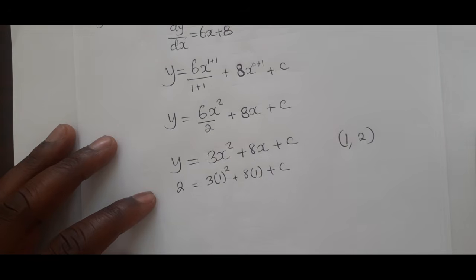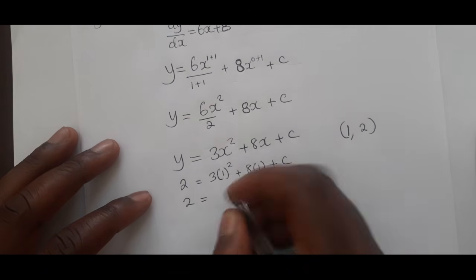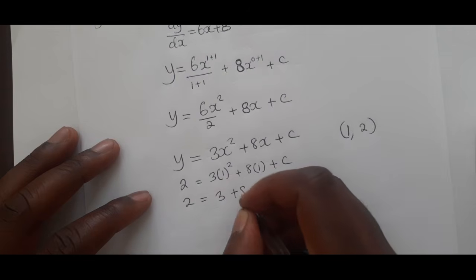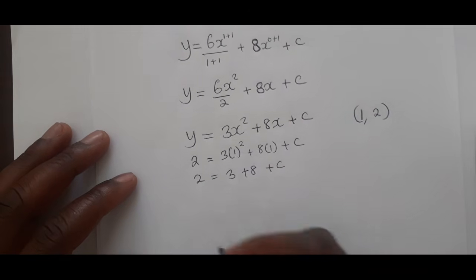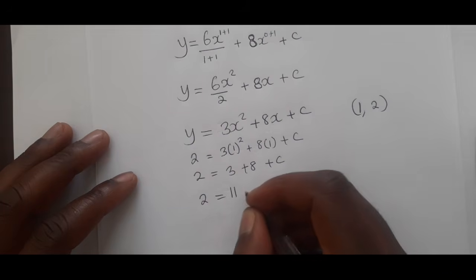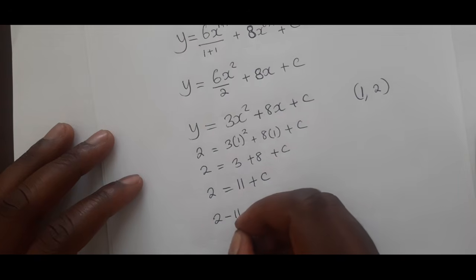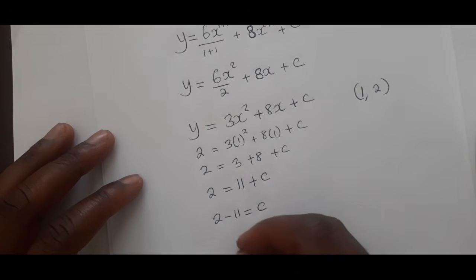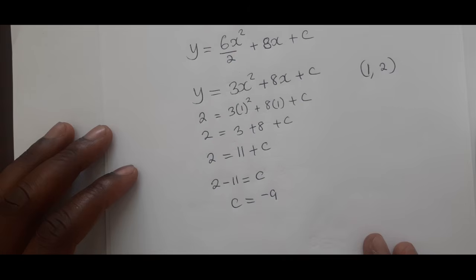So we can see what we are going to get here. This is going to give us 2 equals 3 plus 8 plus c. Are we together? Going further, this gives us 2 equals 11 plus c. Then 2 minus 11 is equal to c. So c is equal to -9. This is the value of c.